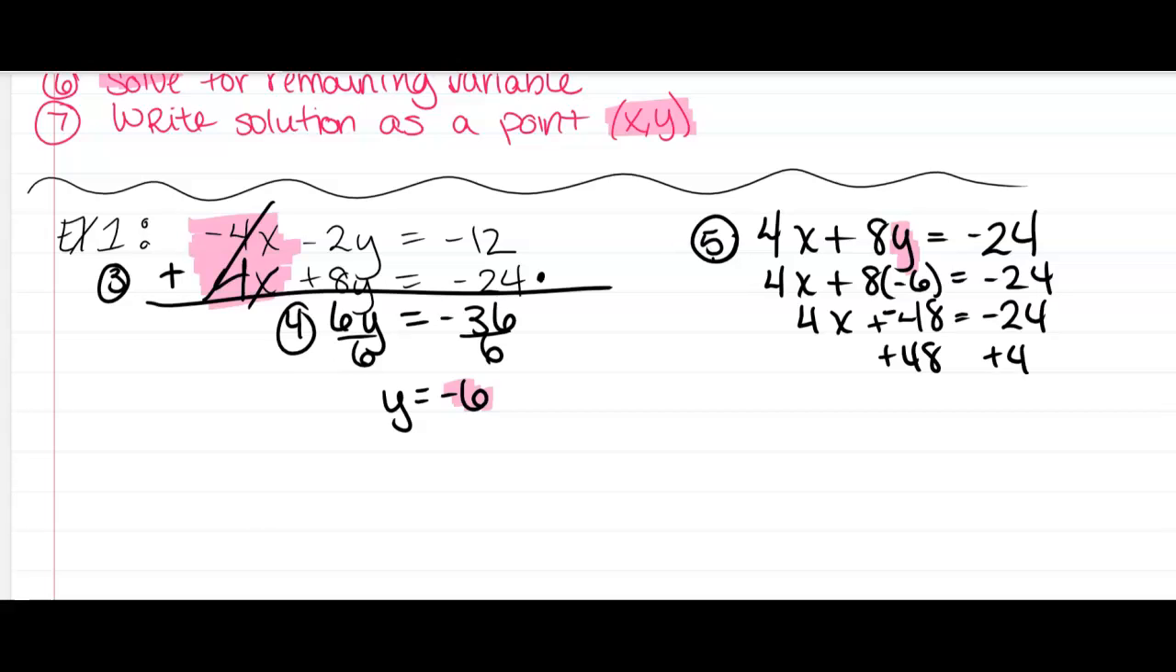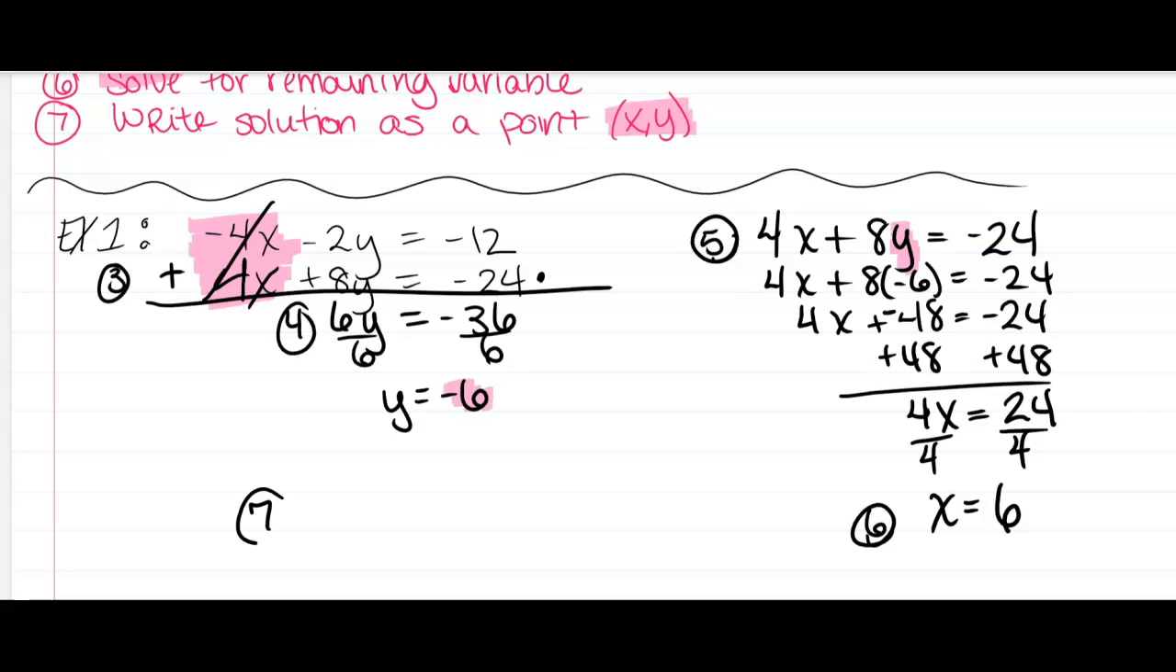Add the 48 and we get 4x is equal to 24, and it's a positive. Then we divide by 4 and we get x is equal to 6. So this is my step 6, solve. And then step 7 is now that we have our x and our y, we write our solution as a point. So your x is 6 and your y is -6.